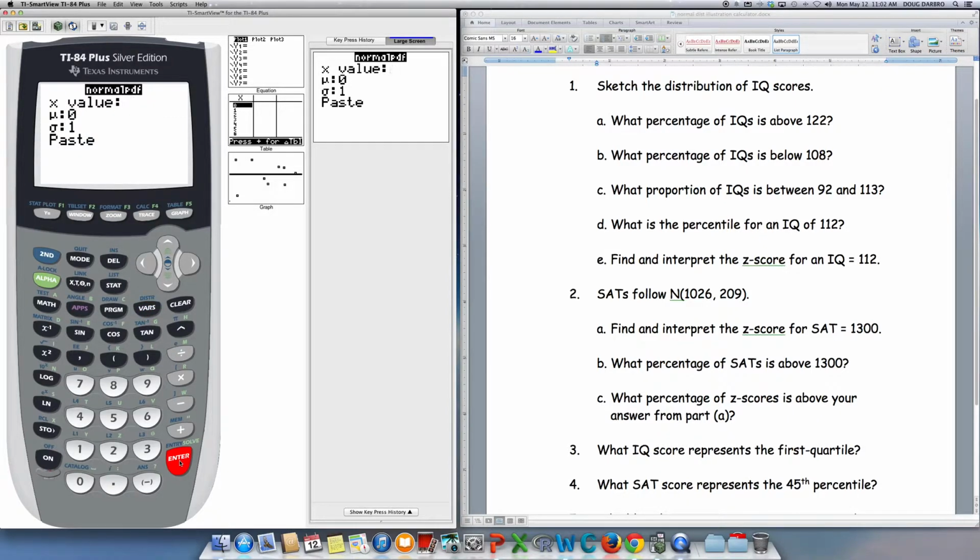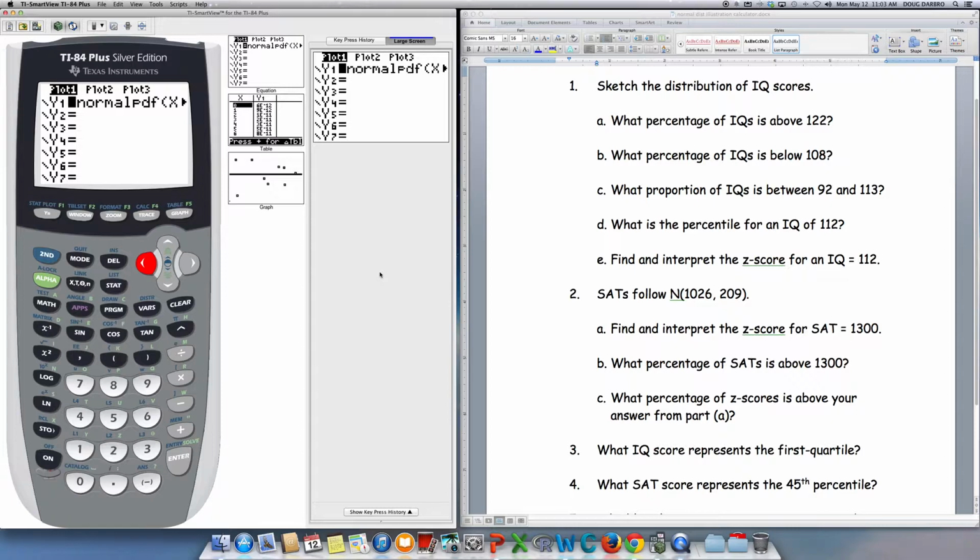Now, the x value in this case is going to be my x. My mu is going to be 100. And my sigma is going to be 15. Now, if I paste that in Y1, this is what I get. So that should be to scroll all the way over and let you see that we have a normal PDF.